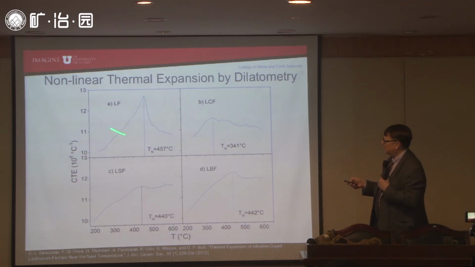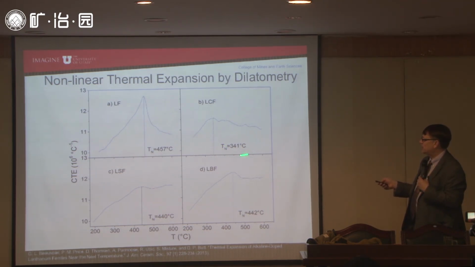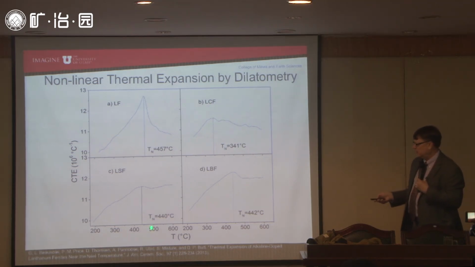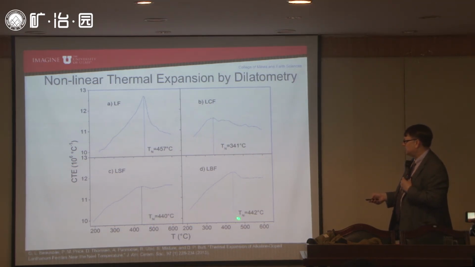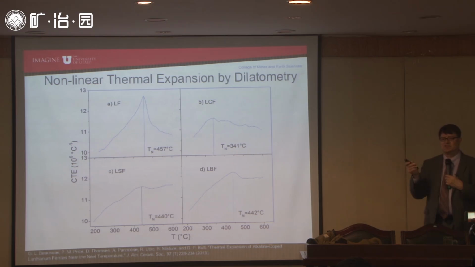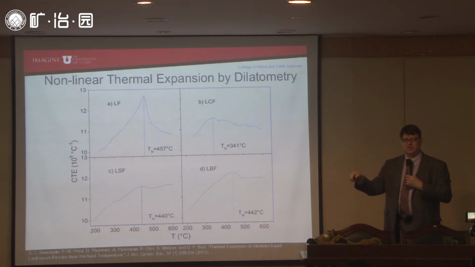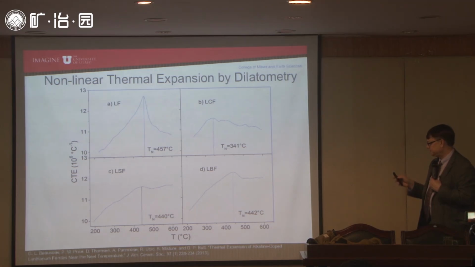So this is our lanthanum ferrite, our lanthanum calcium ferrite, our lanthanum strontium ferrite, and our lanthanum barium ferrite. Again, using thermal expansion, we measure a transition of 457 in the pure material, and we see a reduction of about 100 degrees in the calcium-doped material. Then in the strontium-doped and barium-doped materials, we come back to almost where we were in the pure materials. So we got these two sets of data that corroborate one another and verify that indeed the magnetic phase transformation does occur as we measure by magnetometry.